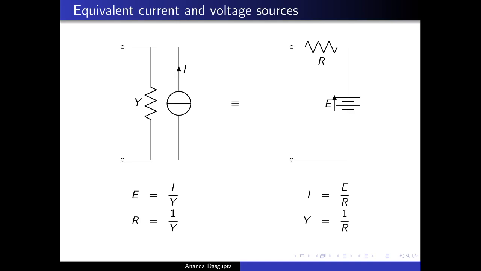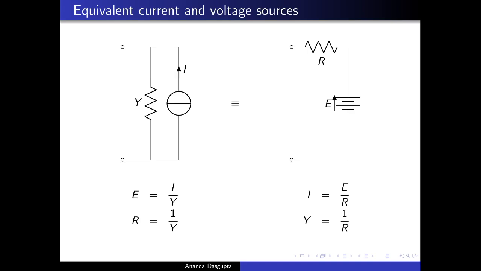An ideal voltage source, not a near ideal one, but an ideal one, has R equals 0. That cannot be replaced by an equivalent current source, because then these equations, which will tell you the parameters of the equivalent current source, give you absurd results. They give you infinitely big I and infinitely big Y. Similarly, an ideal current source which has Y equals 0 cannot be replaced by an equivalent voltage source. In all other cases, this equivalence works fine.